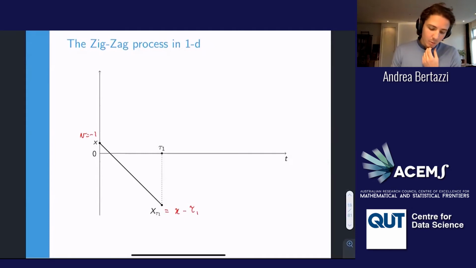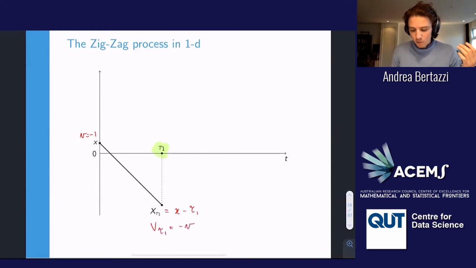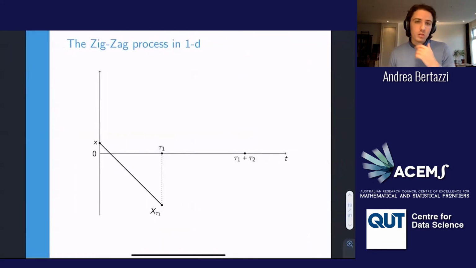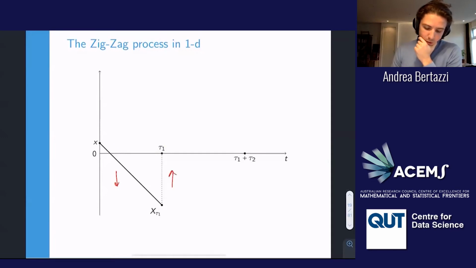And then we have our random event tau1. Therefore, something happens to the velocity. We will flip a component of the velocity. So v tau1 will be -v. Okay, basically we change the sign of the velocity. In this case, we have just one velocity. So we were going with negative velocity before. Now we're going with positive velocity.